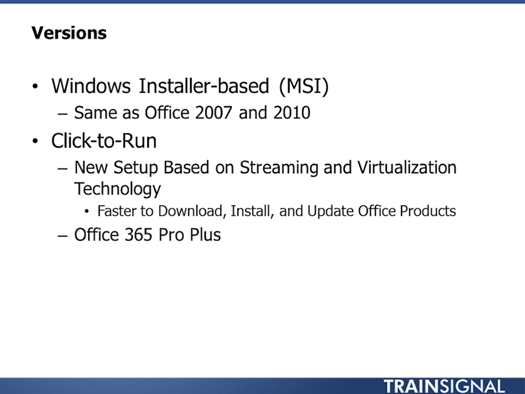The versions, we have two. Now, the Windows installer-based good old MSI files, we've had those forever. It's the same way we deployed Office 2007 and 2010. What's new is the click-to-run technology. Now, this is a new setup and it's all based on streaming and virtualization technology. It makes it a lot faster to download, install, and update your Office products. A good example of one of the Office programs that installs on the click-to-run technology is Office 365 Professional Plus.